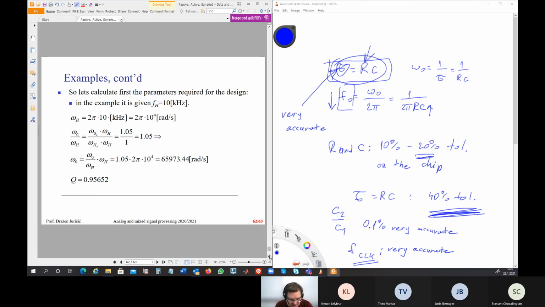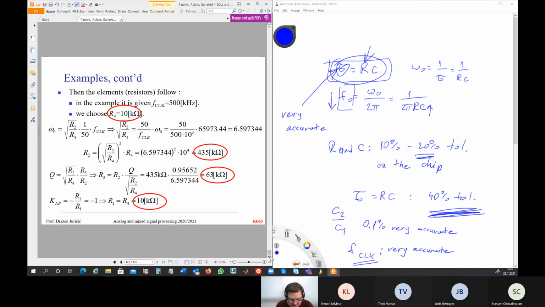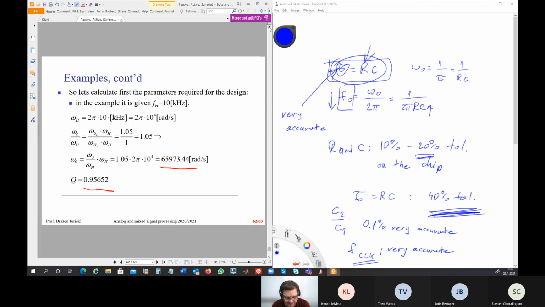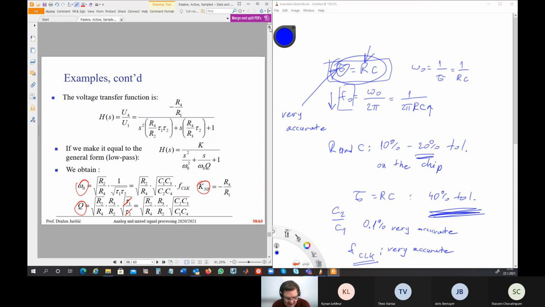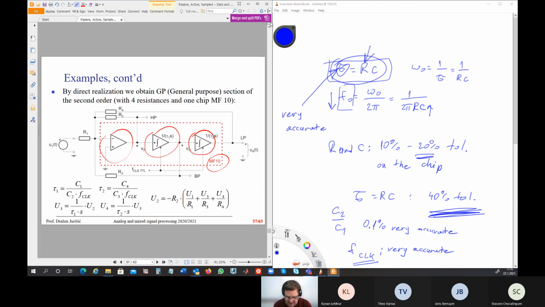Now you put it into the design equations. You first try to obtain omega 0 and Q, and then you put them into the design equations. You choose R4, and then you calculate R2 from omega 0, then you calculate R3 from Q, and then you calculate R1 to be equal to R4 to obtain a gain equal to 1. So you see that it's not very complicated to calculate the filter using only four resistors outside the chip MF10. So this was an example and everything we need to know for the beginning of our switch capacitor filters.